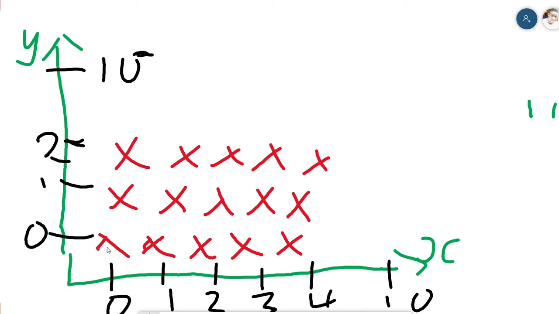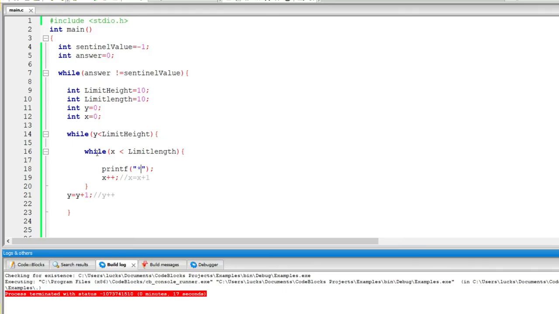To say that when x finishes, it goes to y. Okay, it goes on the next line. You can see it goes on the next line. So we need a new line to be implemented somewhere, and this new line is when this x finishes. That's when we should implement a new line. So we can say printf new line, like that.